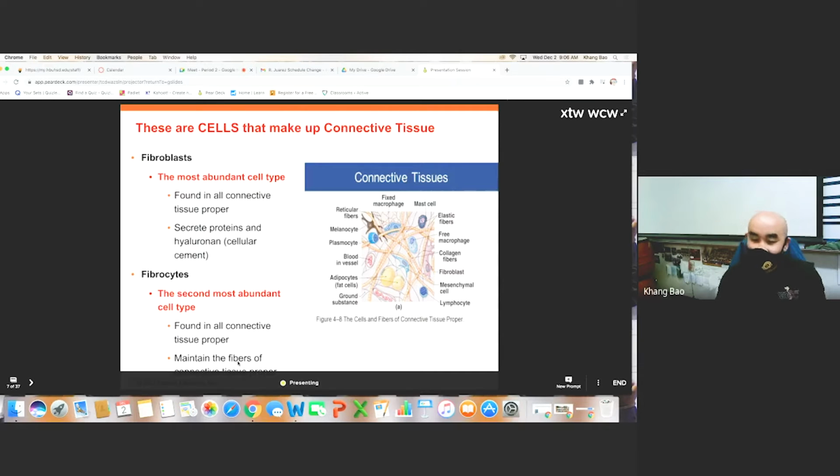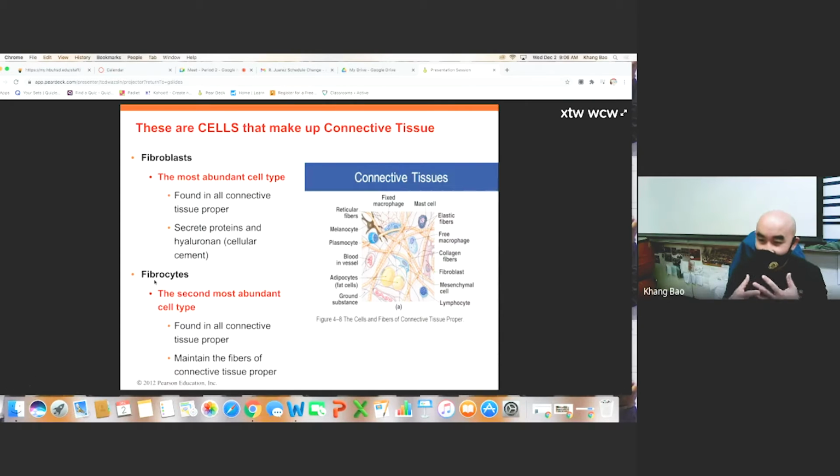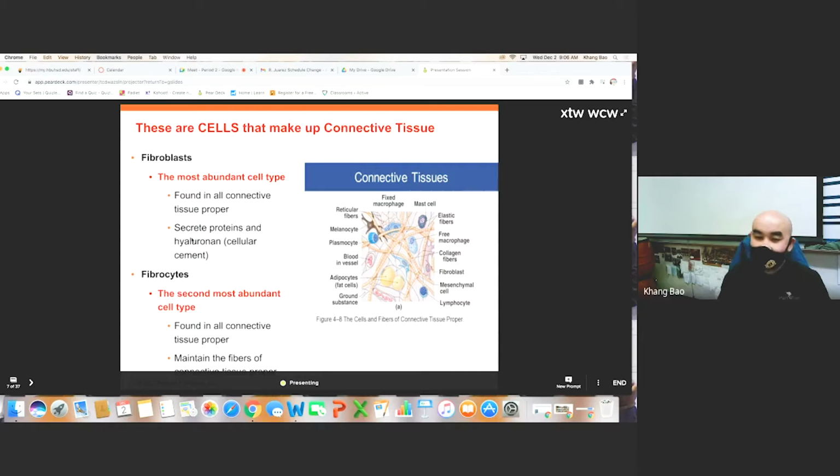Their job is to make sure that your connective tissue has fibers, right? Fibrocyte, you don't see here, but anyway, cyte means cell. This is the cell that produces fibers, that produces your connective tissue with fibers, so that way it continues to be strong. Okay, so these are the top two.